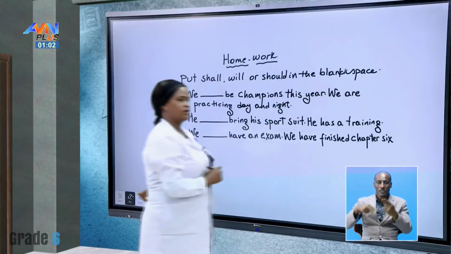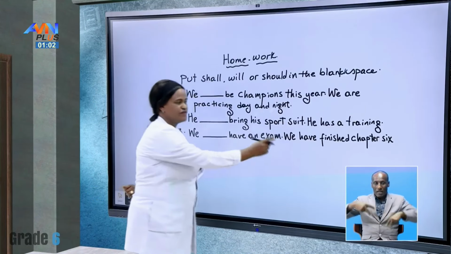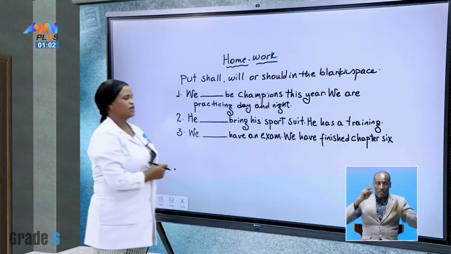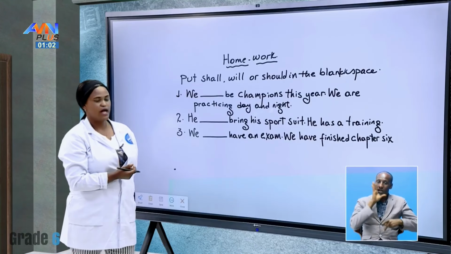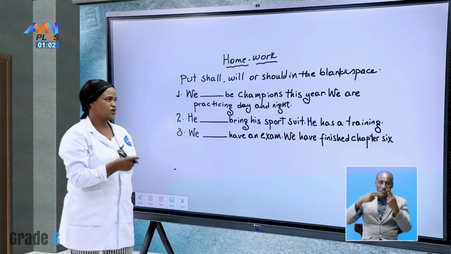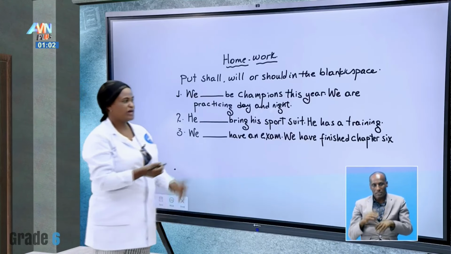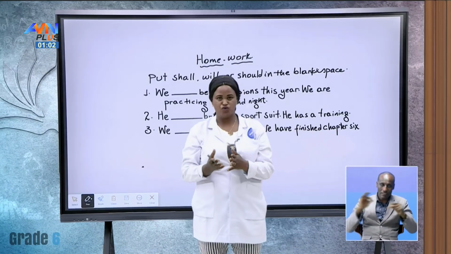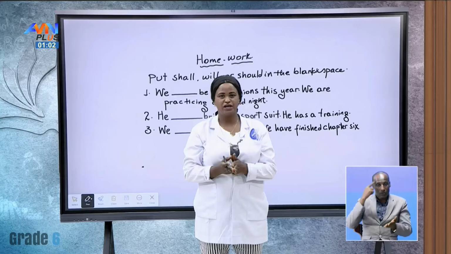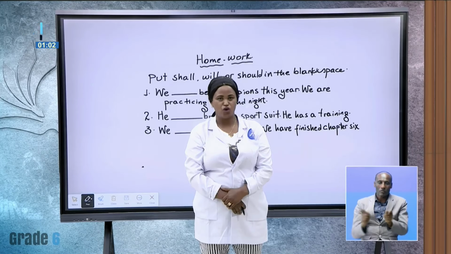Okay, look at this. We blank have an exam. We have finished chapter 6. Consider which one has a better possibility, which one has a little bit less, and which one is an expectation, based on the additional sentence that I gave you, which can help you to remember. Next week, I am sure you will come by doing these assignments or homeworks.